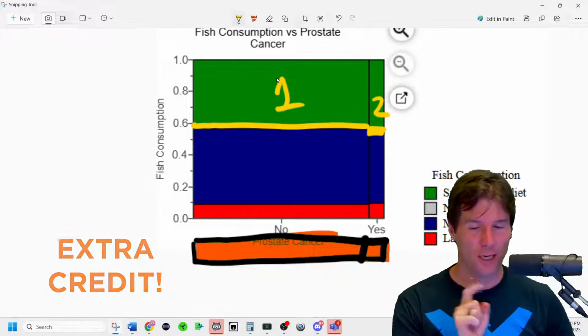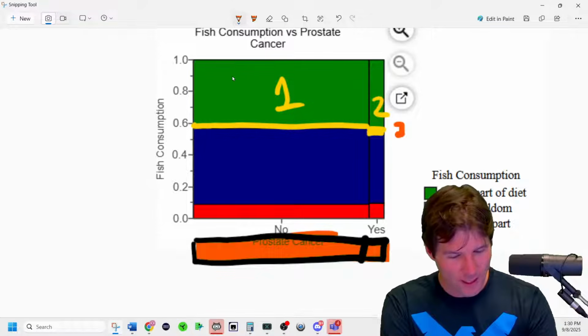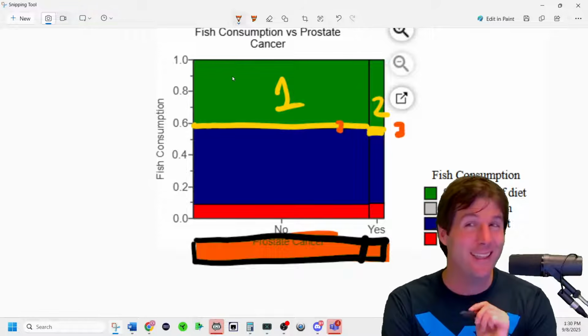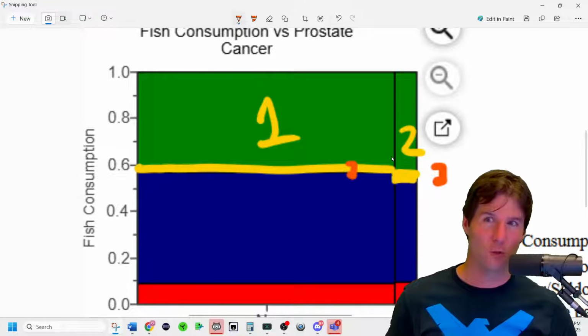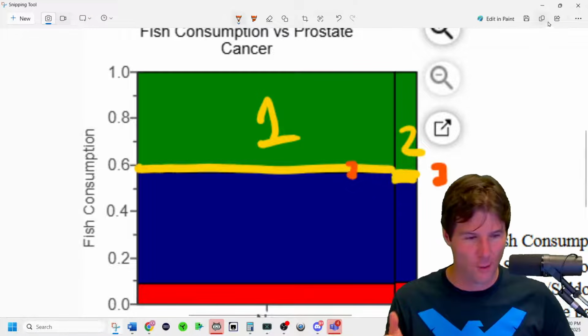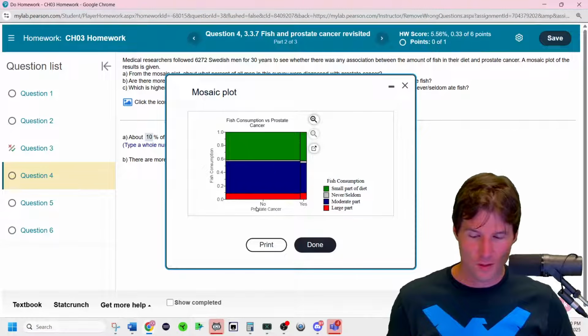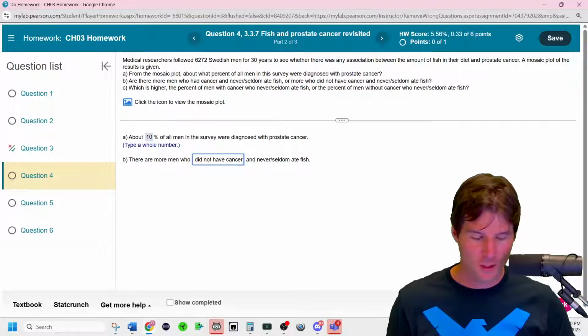Now, percentage-wise, if you talk about within the yes group, then this is more within the yes group and this is less within the no group. So the second question we'll get into within the yes group and within the no group, where this one is just asking which one takes up more area or has more people. So the answer is the no group has more people in it, just because it takes up more area. So that did not have cancer.